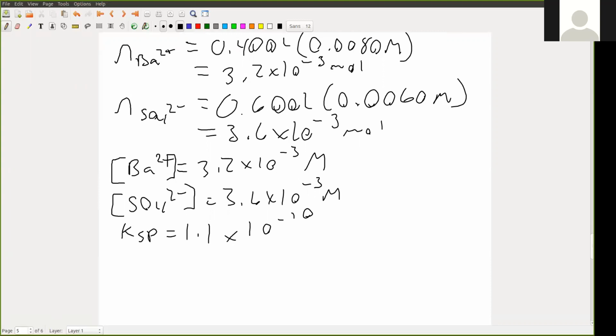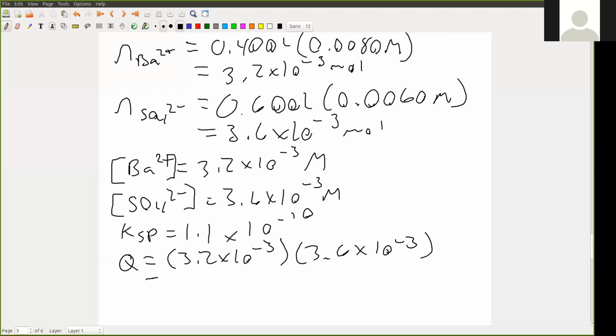Recall that when we calculated our solubility product, typically we use just S or S squared for 2 of them, and that's because they should be the same. In this case, they're not, so Q is going to equal the product between 3.2 times 10 to the minus 3 and 3.6 times 10 to the minus 3. And that'll give us 1.2 times 10 to the minus 5.